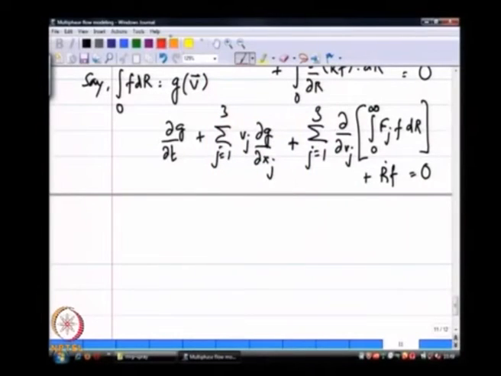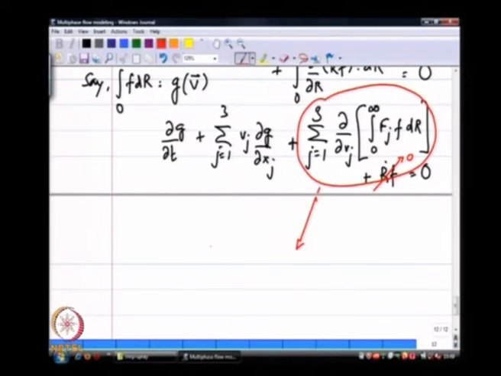This is the start of what is often called the closure problem. So, this part, say for example, I will set r dot to 0, we will come back and look at that later, but this part here where I am unable to write this integral f j f dr in terms of g is the reason for what we call our closure problem.